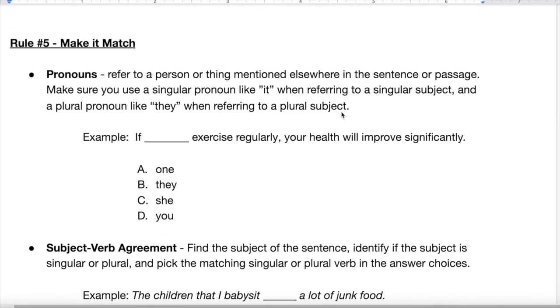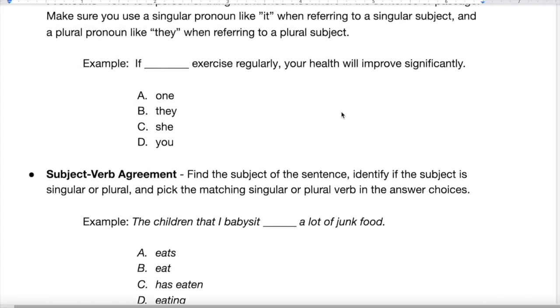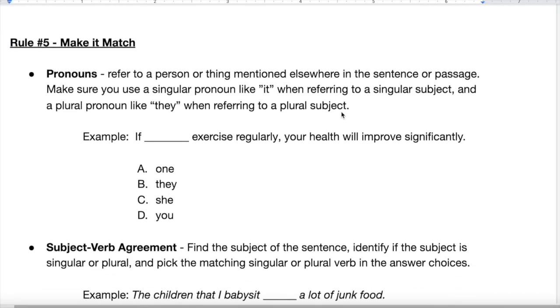Let's go to rule number 5, make it match. This is a big rule too. Okay, this is maybe one of the most commonly tested rules on the TSI writing section. And there's some different elements to it, but all the elements have this in common, which is that you've got to make one part of the sentence or paragraph match another part of the sentence or paragraph. That's it. Okay? So it depends on the things that you need to match, but you gotta make one part of the sentence or paragraph match another part of the sentence or paragraph.